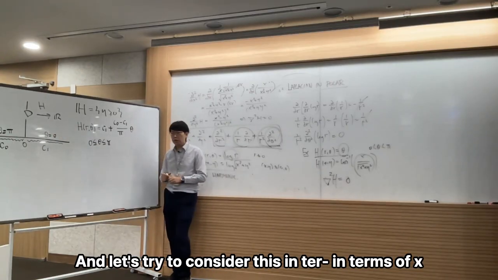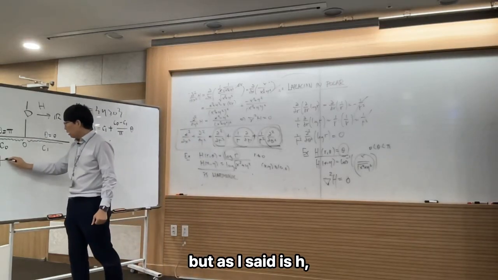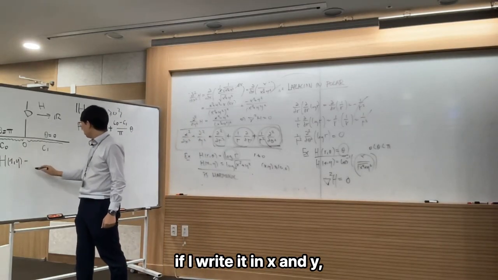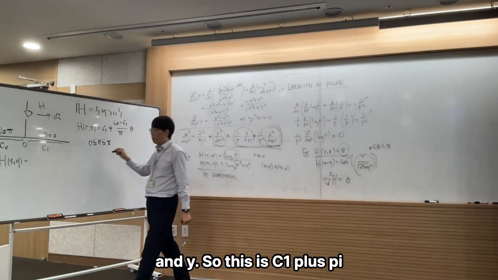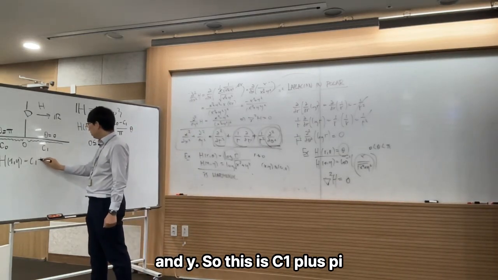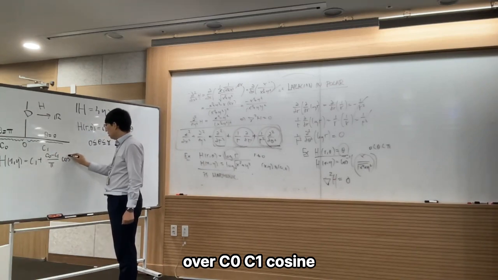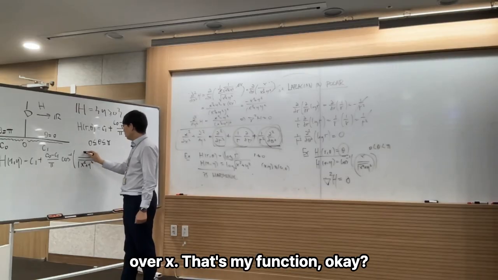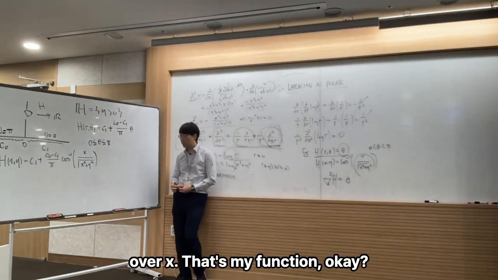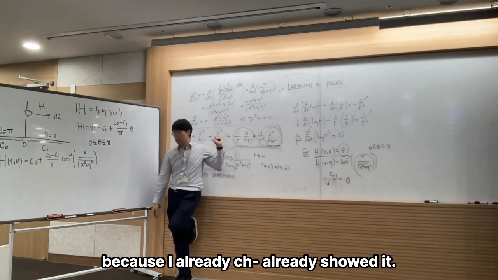And let's try to consider this in terms of x and y. I said this in r and theta, but as I said, this is h. If I write it in x and y, all I need to do is change this formula of theta in terms of x and y. So this is C1 plus (C0 minus C1)/pi times cosine inverse of x over the square root of x squared plus y squared. That's my function. But I don't have to check for the harmonic function anymore because I already showed it.